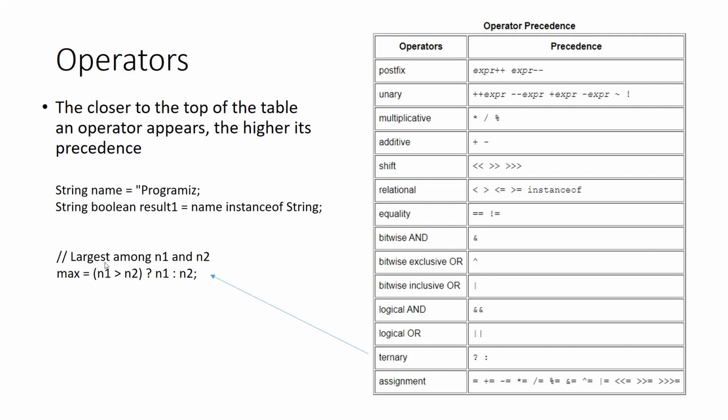Likewise, we have ternary operators, which have very low preference. This is something similar to an if-else statement, just a shorthand of writing it. If this condition, which in this case is n1 is greater than n2, is true, then assign n1 to max, otherwise assign n2 to max. So if this condition is true, you'll assign this expression to your max, otherwise you'll assign the result of the second expression to your max variable.